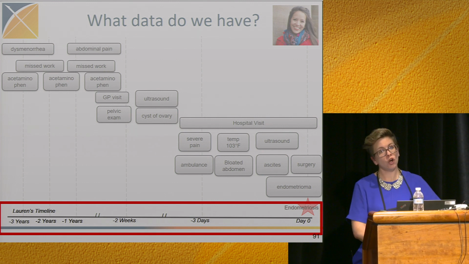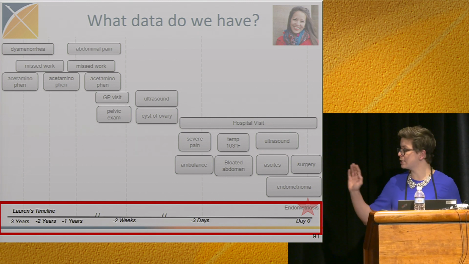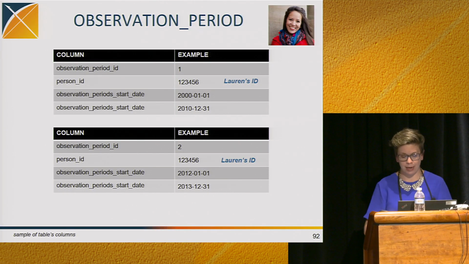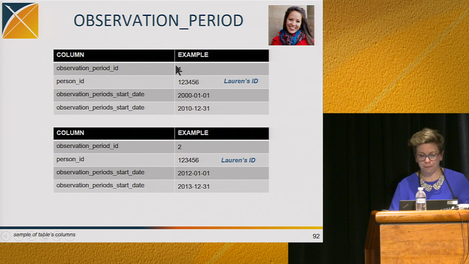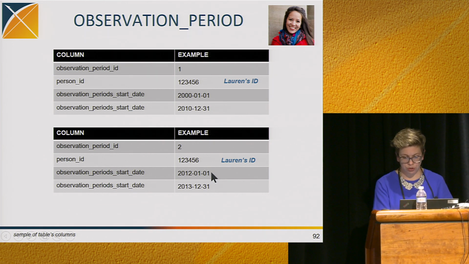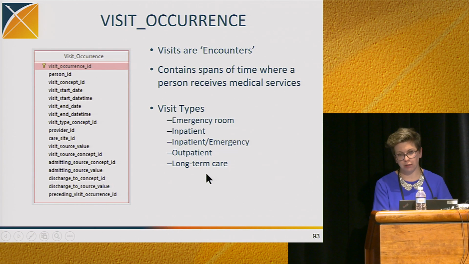So for Lauren, her time period is really this area below. These were times when we were getting information about Lauren. I've just made something up for her. She has 2 observation periods. You can see that she's got her little identifier here, and she has observation period 1 and 2, and 1 went from 2000 to 2010, and then she came back from 2012 to 2013.